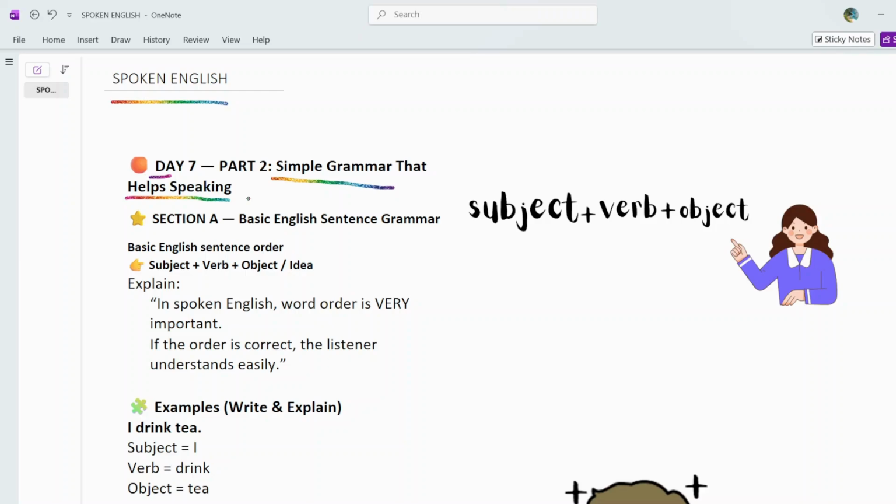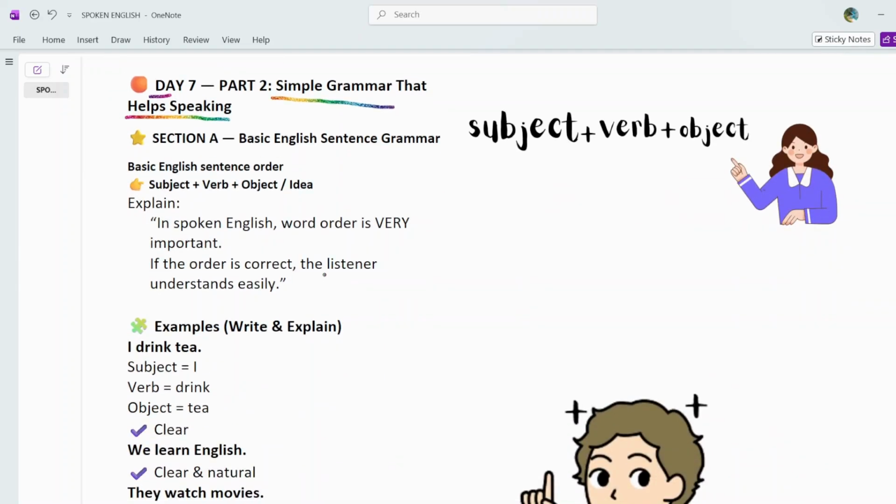And by the end of the session, you will look at grammar and say, okay, this is not scary anymore. This actually makes sense. All right, so let's begin our session today. That is probably going to help you to enhance your grammar, and that helps you to speak flawlessly. Starting with the most important idea in all of English, that is the basic English sentence grammar and the basic English sentence order.